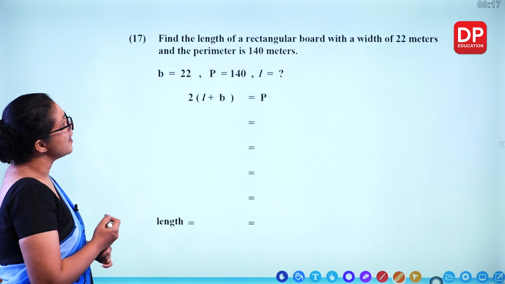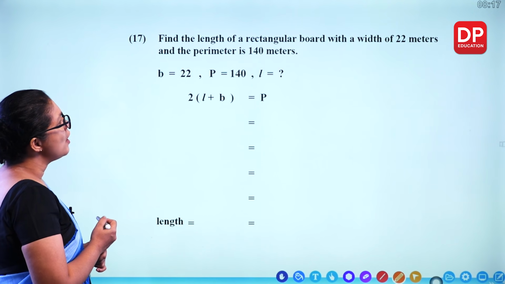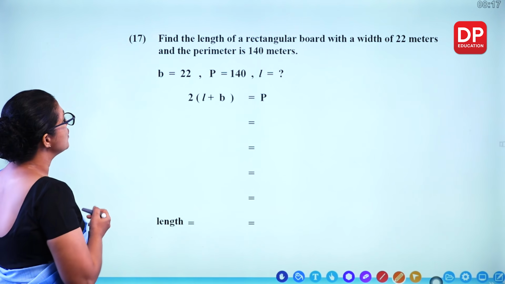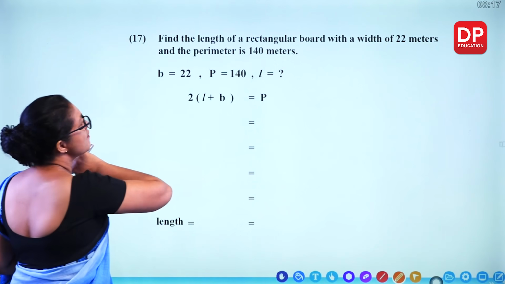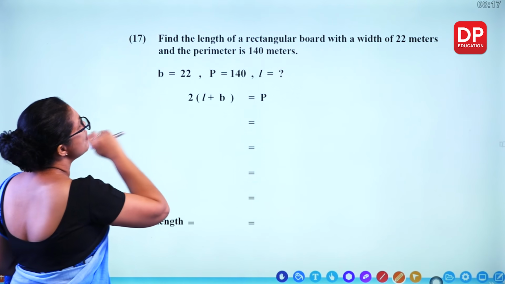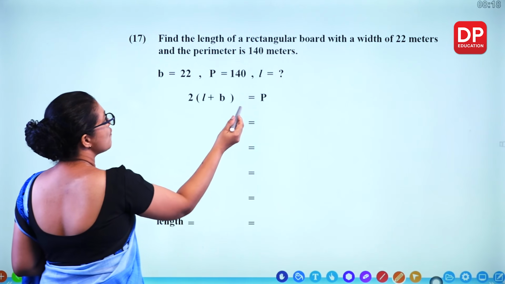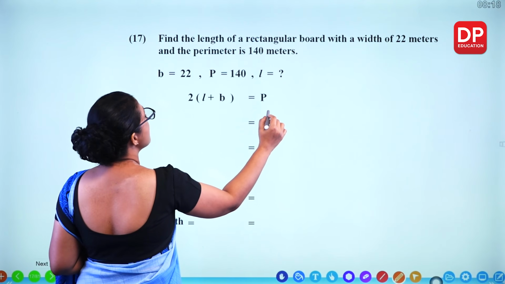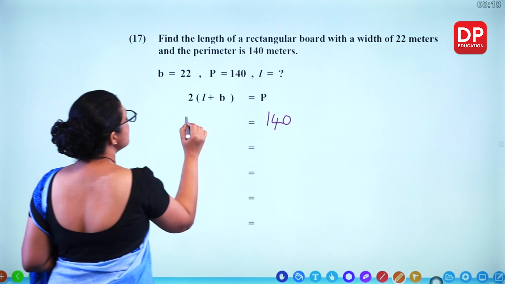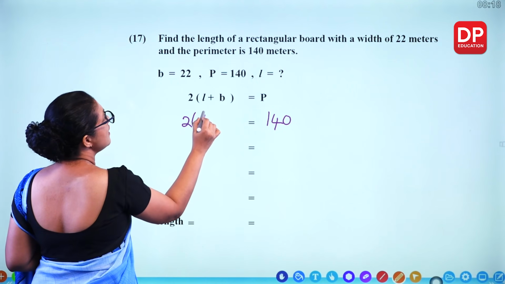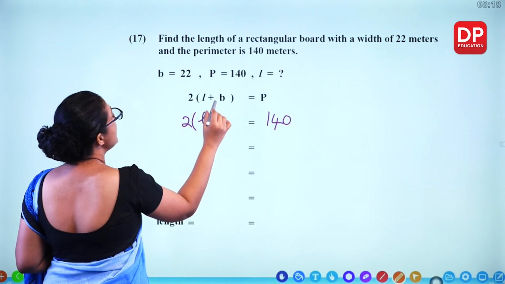This question: find the length of a rectangular board with width of 22. Now the width is given as 22 and the perimeter is 140. You are asked to find the length now. Use the formula. Here 140 is 2 times. L is unknown, B is 22.